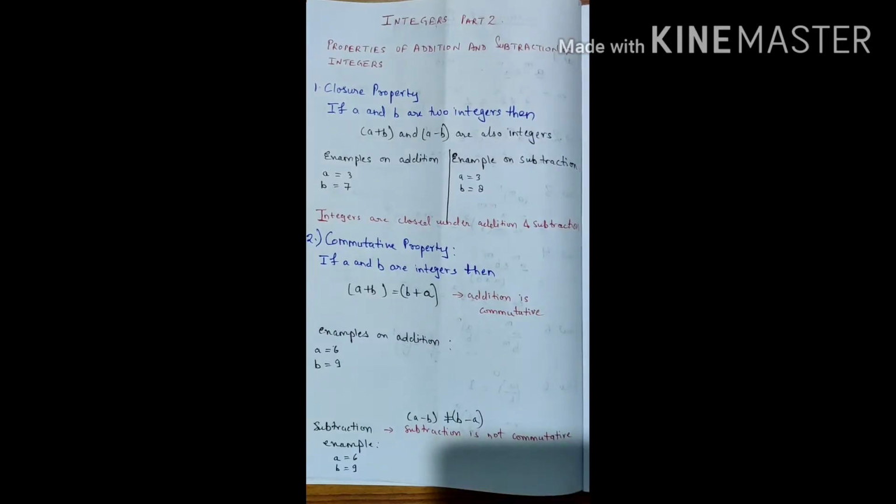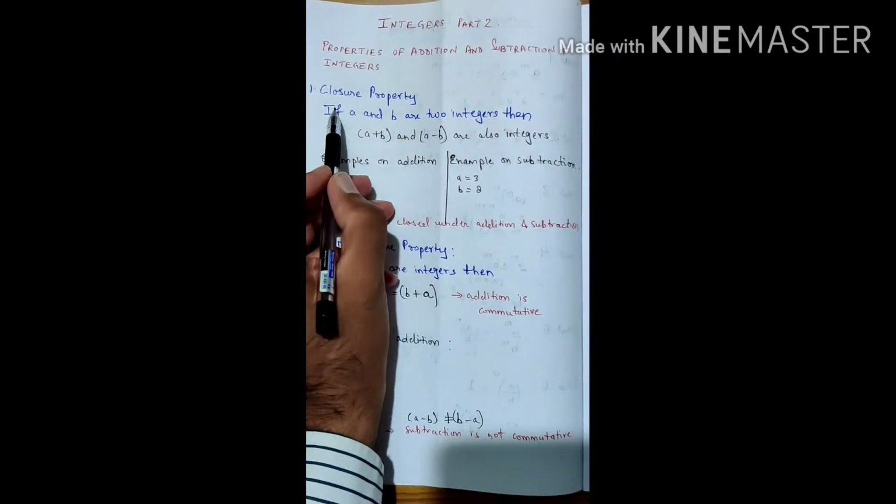Good morning, students. In today's class, we will cover properties of addition and subtraction of integers in part 2 of your integer class. So we have in all 7 properties. Let us start one by one. So first property is closure property.